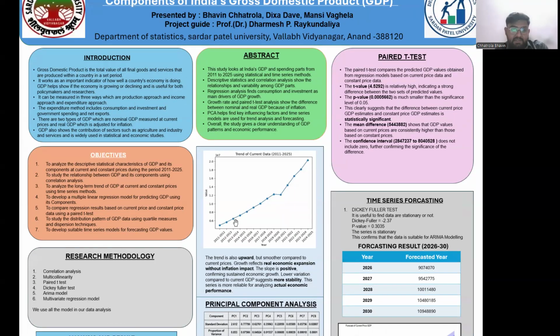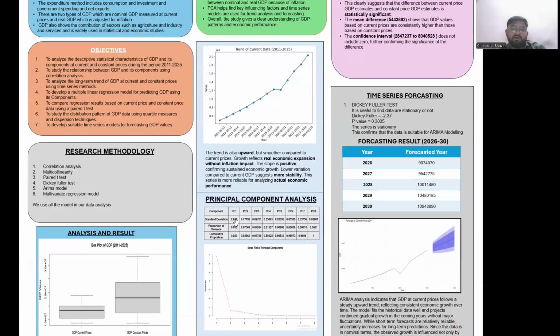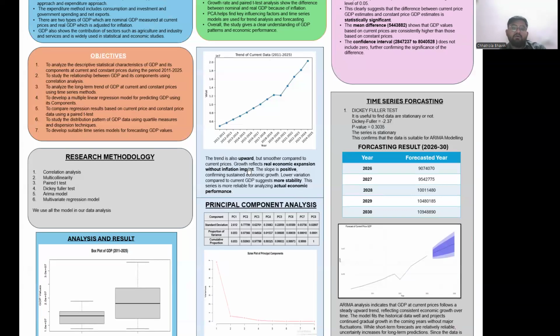Then after this is the trend in constant price data. Here, the trend is also upward but smoother compared to current prices. It shows real economic expansion without inflation impact. The slope is positive, confirming sustained economic growth. Lower variation compared to current GDP suggests more stability. This series is more reliable for analyzing actual economic performance.